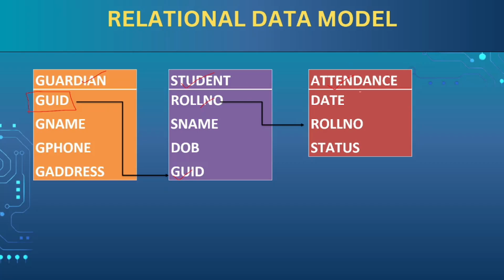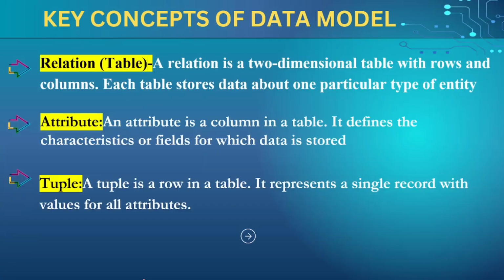Again, if you take the attendance also, you will have the roll number. Both have the unique value and the same value, right? Both the values you can link. Clear? So this is how you create the relational data model.